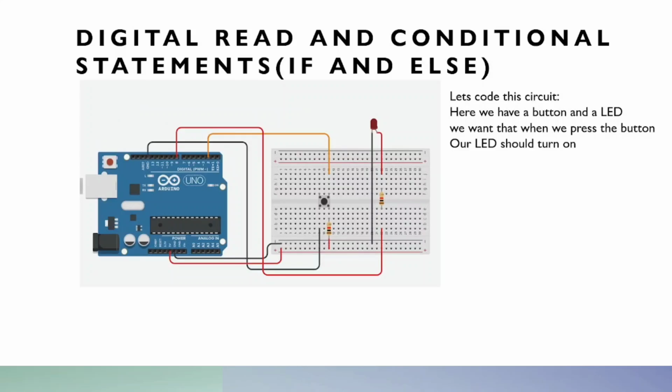Let's code it. In this circuit diagram, as you can see, we have one button and one LED. We want that when we press this button, our LED should turn on. That's what we want to do.